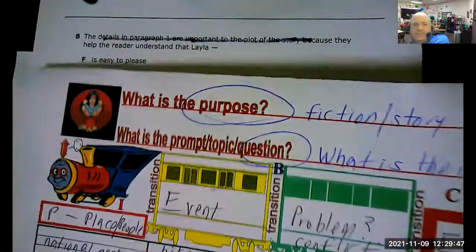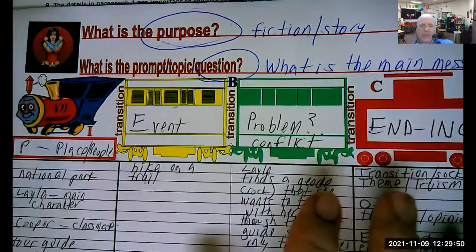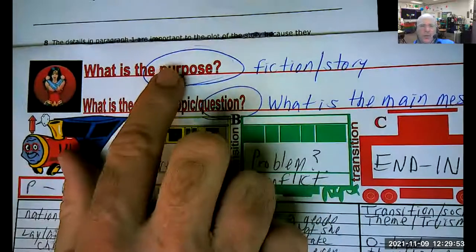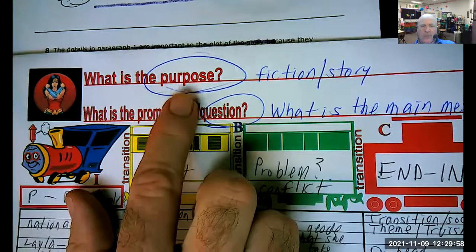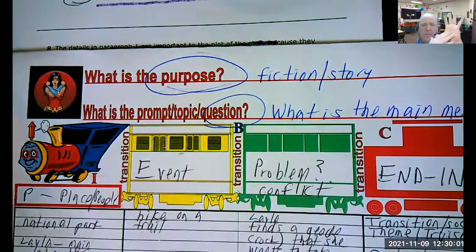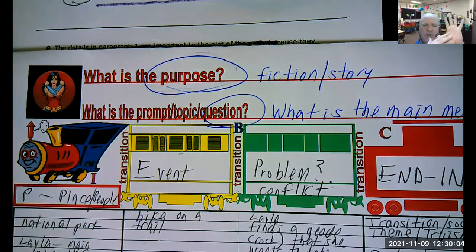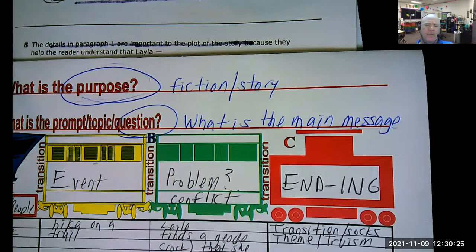What I've done, all of you that have the graphic organizer, when you're doing reading or when you're doing writing, you figure out the purpose. My palm starts with a P. What is the purpose? It's a story. It's fiction. The point of view, P, is in third person. There's not a prompt or a topic because it's not writing, it's just a question. And the question was, what was the main message of the story?